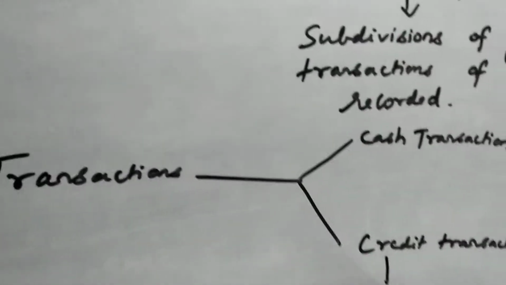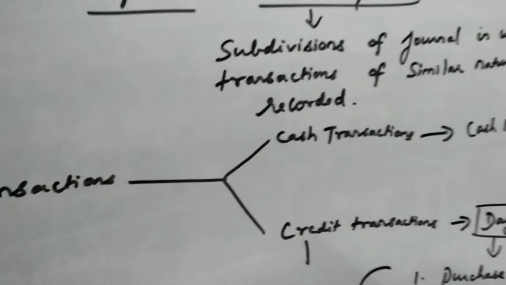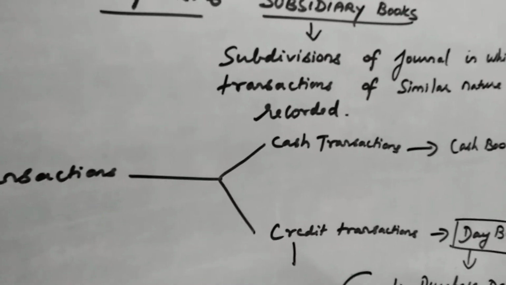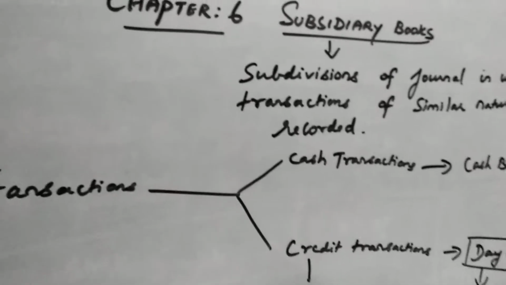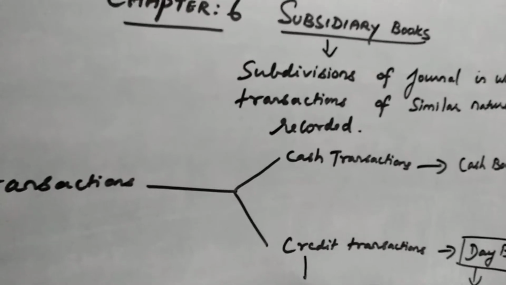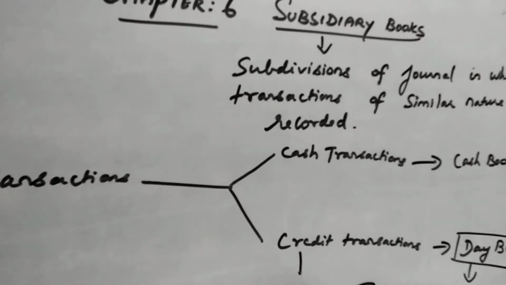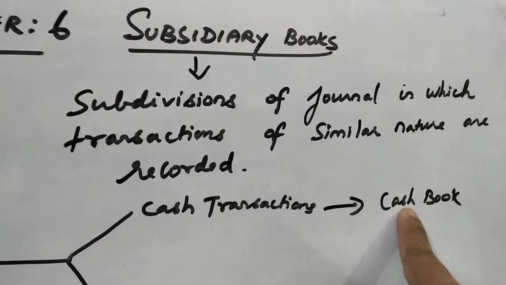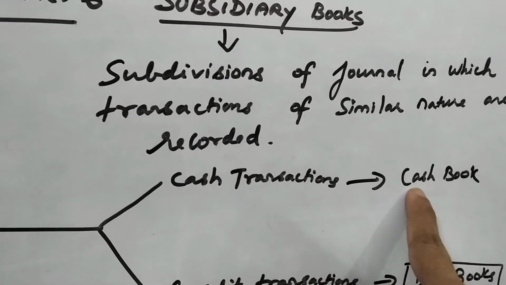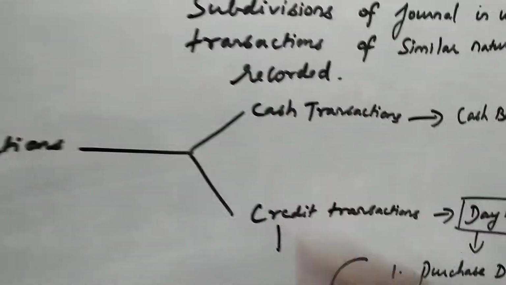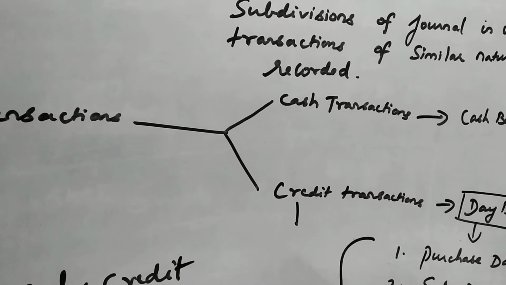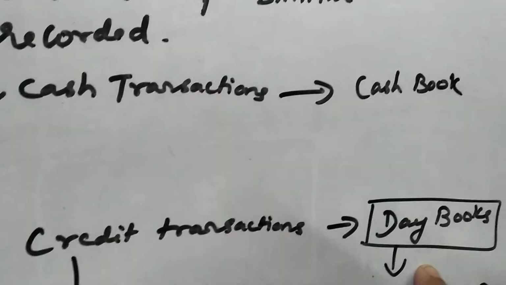So transactions can be divided into cash transactions and credit transactions. So all these cash transactions, when you purchase goods for cash or when you sell goods for cash, so cash is involved there. So in case of all cash transactions, it will be recorded in a book called cash book. So all the cash transactions will be recorded in cash book. What about credit transactions? Where will we record those? We will be recording those credit transactions in day books.